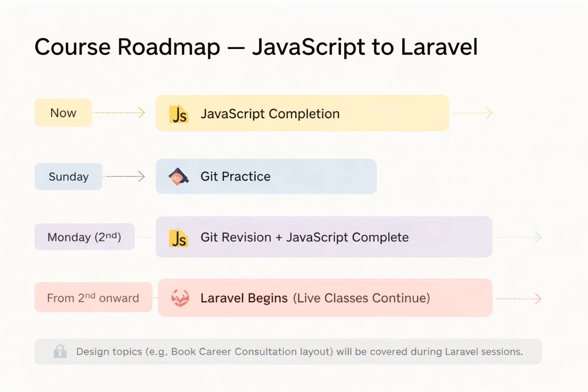Let's also keep the bigger picture in mind. The course is progressing through a clear roadmap. Right now, the focus is on completing JavaScript, all the operators, loops, and core concepts. The 30th and 1st are dedicated to Git practice. On the 2nd, there will be a Git revision session to reinforce what was learned, and JavaScript will be wrapped up completely. From the 2nd onward, Laravel begins, and live classes will continue from there. Any design-related questions, like the book career consultation layout that was mentioned, will be addressed in the Laravel phase, since that's where design and full-stack integration becomes relevant.